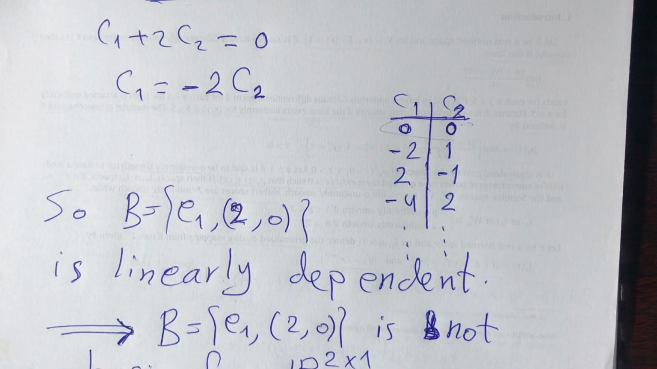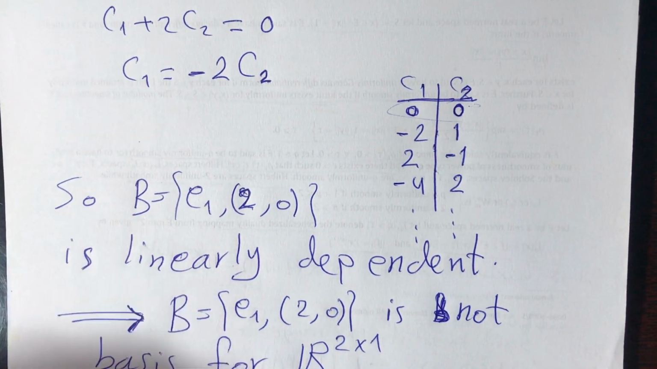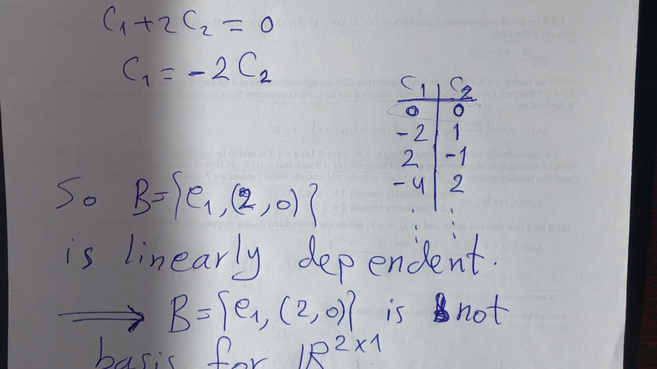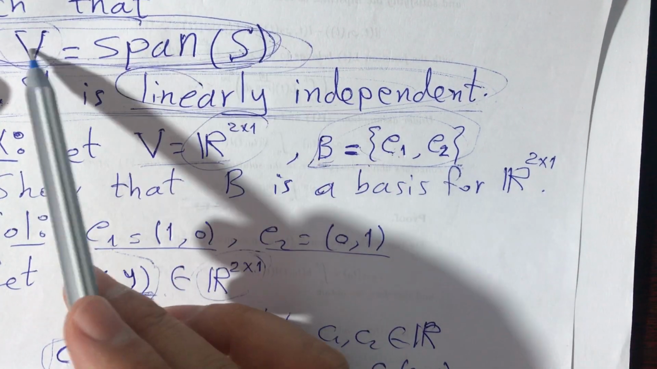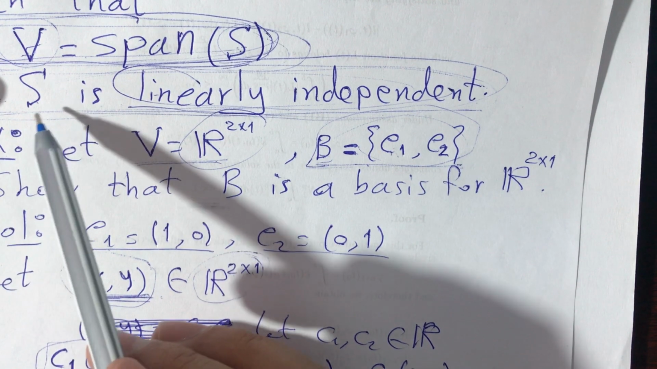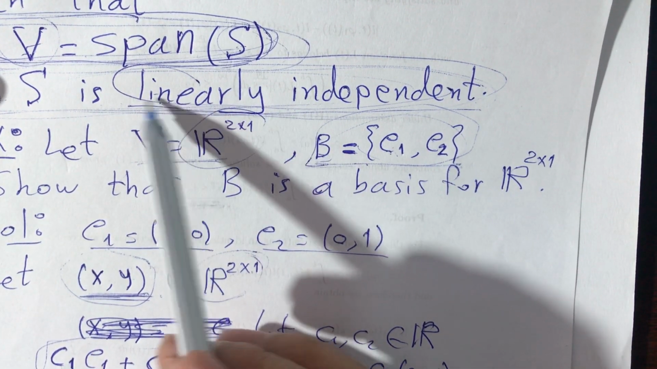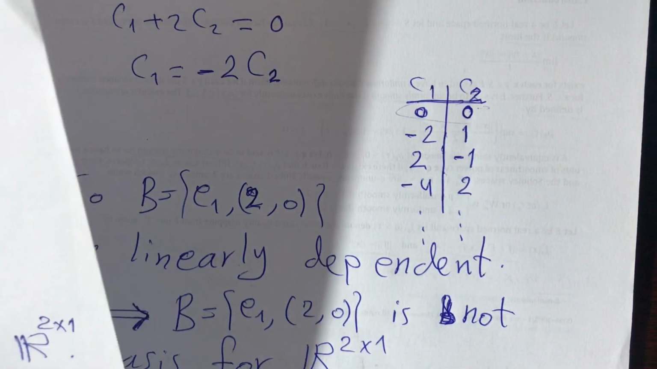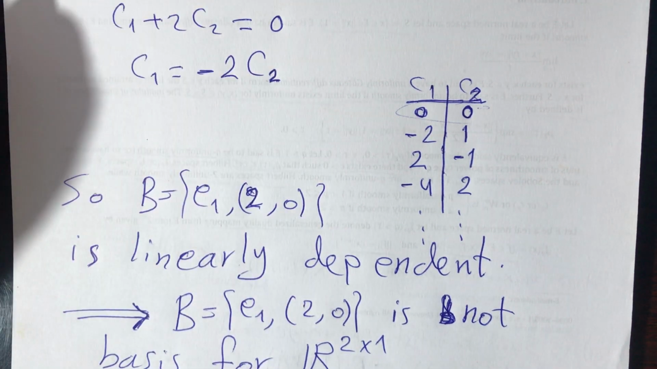This finishes it. Just one. If I know just one condition is not satisfied, either the first condition, S will not span V, or the second condition, S is not linearly independent, just one condition I know is not satisfied, so I can say that this set is not a basis for this vector space.